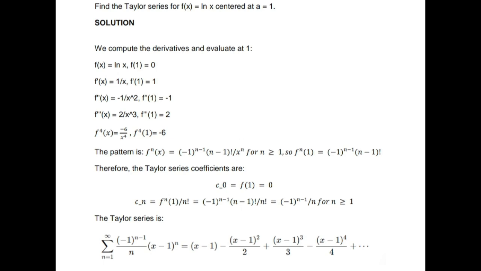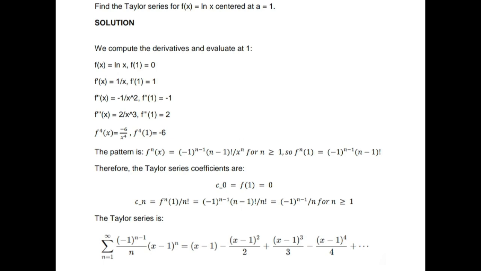So the pattern is f of x, the nth derivative, is equal to negative 1 raised to n minus 1 times n minus 1 factorial over x raised to n, for n greater than or equal to 1. So f of 1, the nth derivative, is equal to negative 1 raised to n minus 1 times n minus 1 factorial. Therefore, the Taylor series coefficient c sub 0 is equal to f of 1, which is equal to 0. So this is the representation.